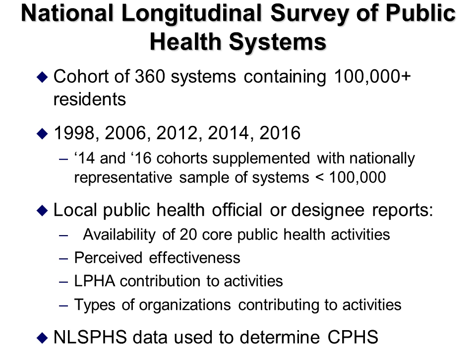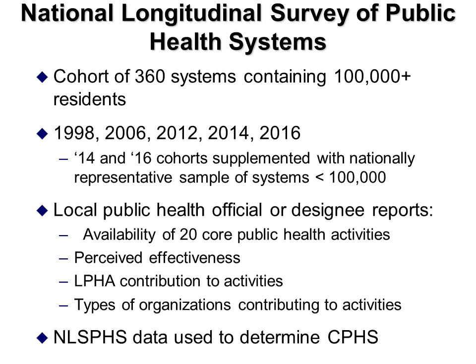So the data we used for the study we're talking about today, we used data from what we call the National Longitudinal Survey of Public Health Systems. It's a cohort of over 360 public health systems containing 100,000 or more residents. So these are fairly large public health systems. And there are 5 waves of the survey: 1998, 2006, 2012, 2014, and 2016. The 2016 wave is currently in the field, so we'll get that data back fairly soon.